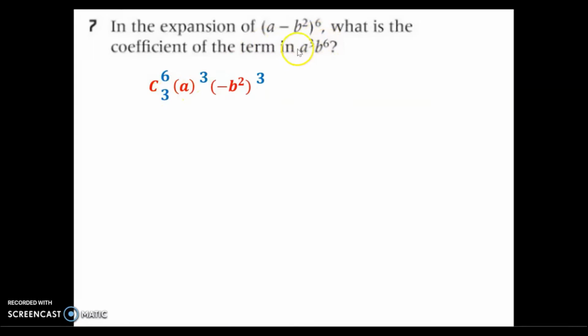The reason is we know the term has to have a cubed, so we know that a must have a third power on it. And that means this must be a third power to make these combine to 6, and that seems to work out here because b squared to the third power here is b to the 6. Great, so we know it's that, and then 6 choose 3. Now expand that fully and find out what the coefficient is.